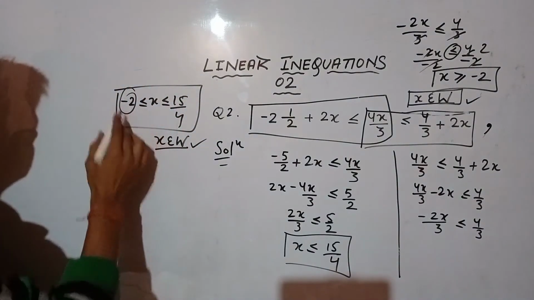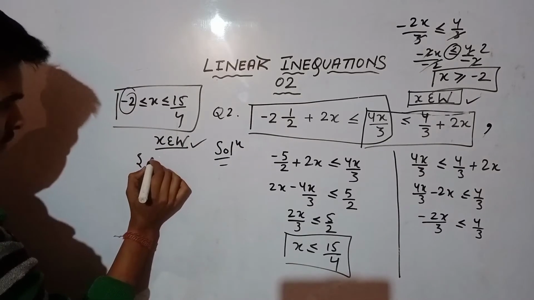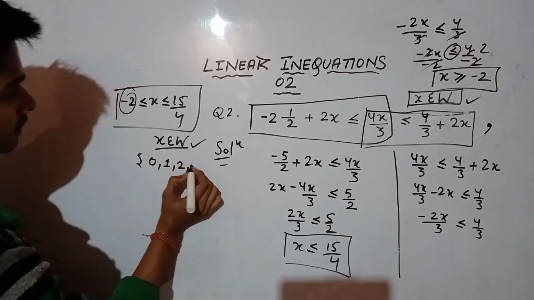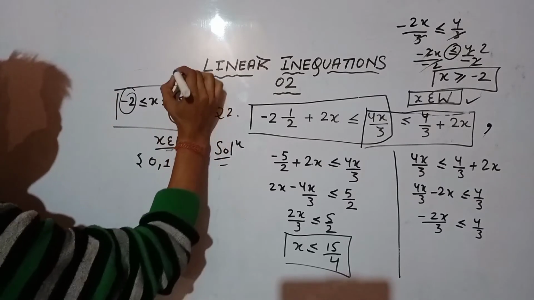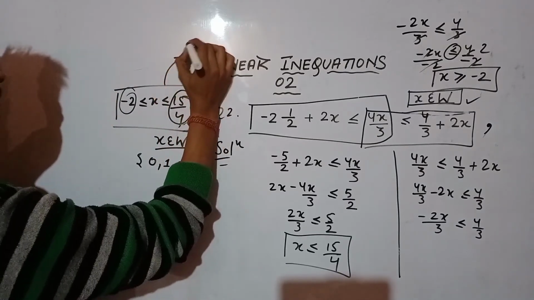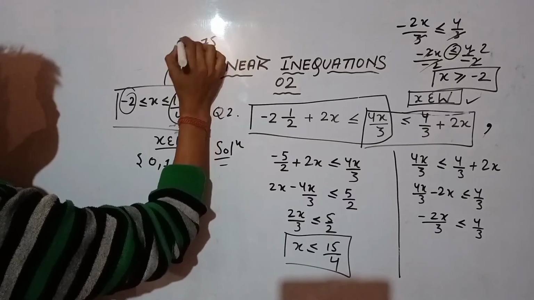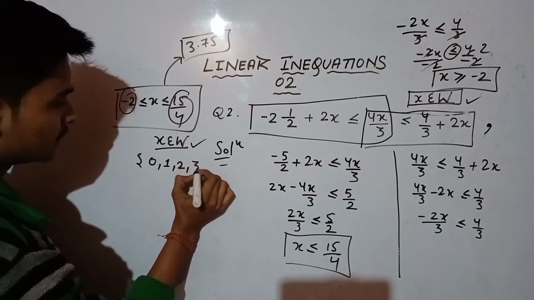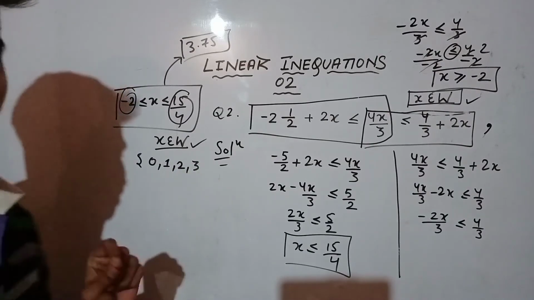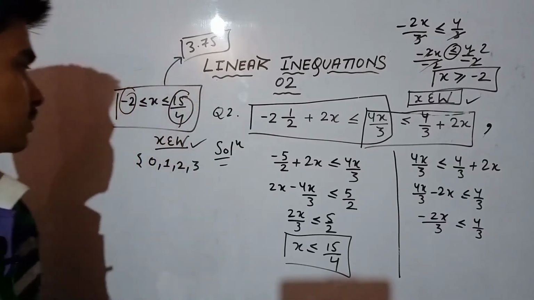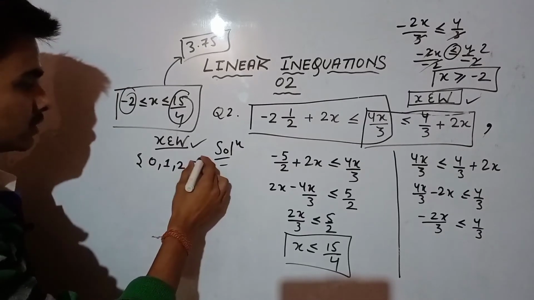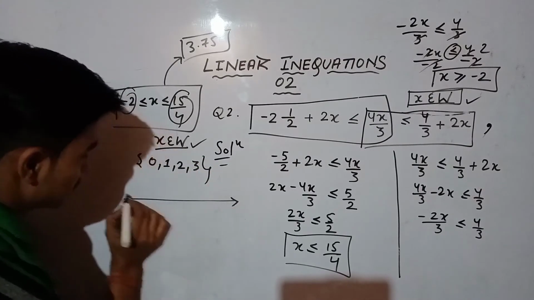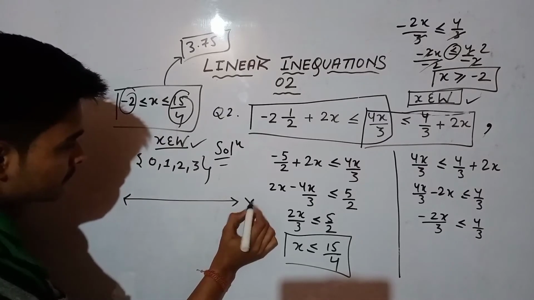Okay, because it belongs to the whole number system, it will not accept any negative value. So x is greater than or equal to minus 2, but we take only non-negative values. So 0 we will get, 1 we are going to get, 2 also we are going to get, and this 15 by 4, if I convert into decimal, we will get something like 3.75. Okay, so 3 also we are going to get, but not 4. Okay, so this is going to be the solution for x, and how we will be able to represent it on the number line.